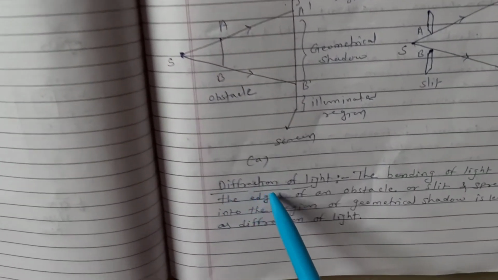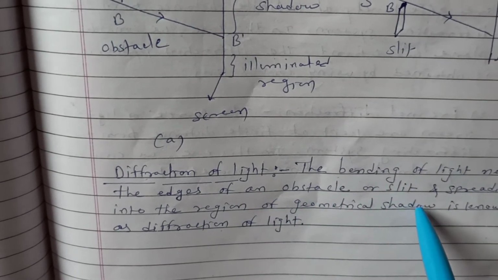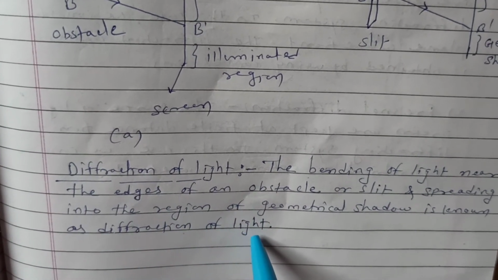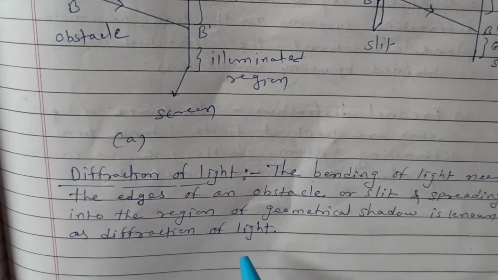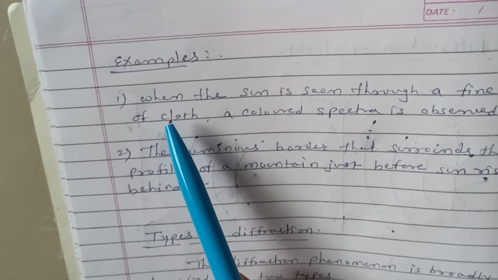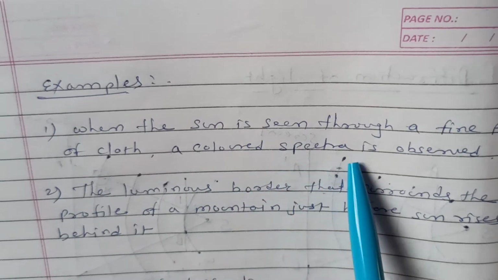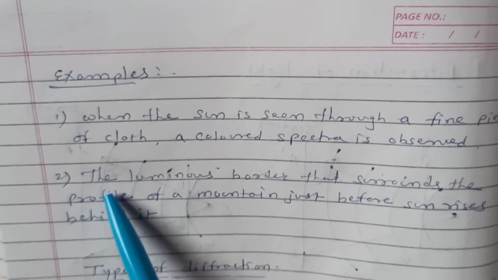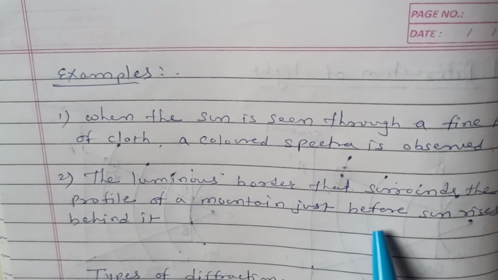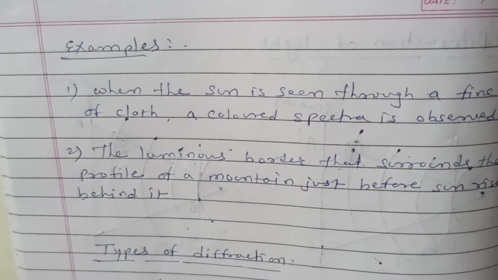What is the definition of diffraction of light? The bending of light near the edge of an obstacle or slit and spreading into the region of geometrical shadow is known as diffraction of light. Some examples: First, when the sun is seen through a fine piece of cloth, a color spectrum is observed. Second, the luminous border that surrounds the profile of a mountain just before the sun rises behind it. That is an example of diffraction of light.